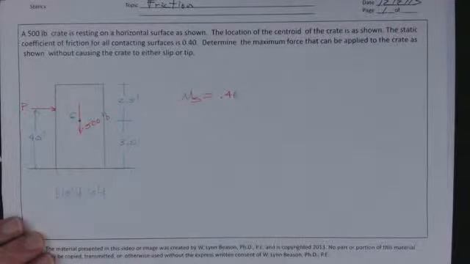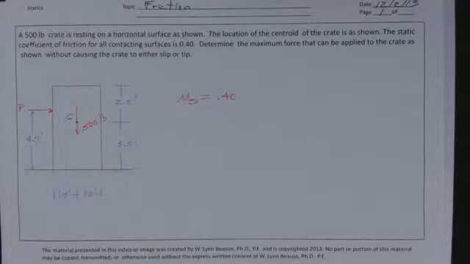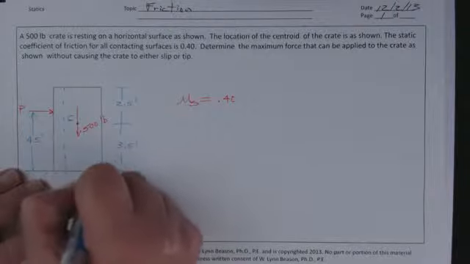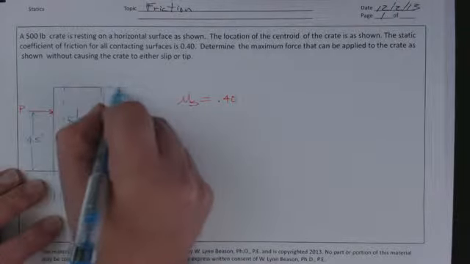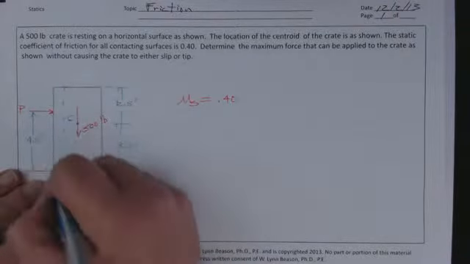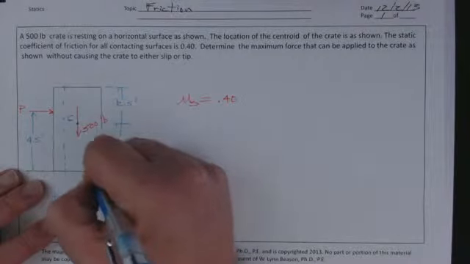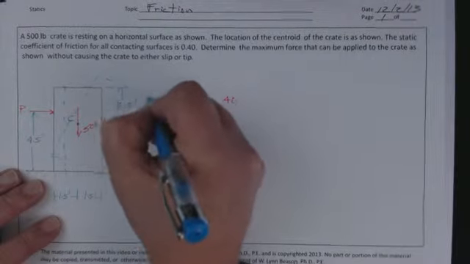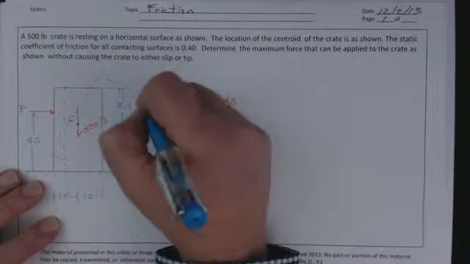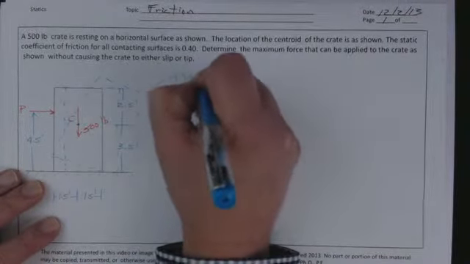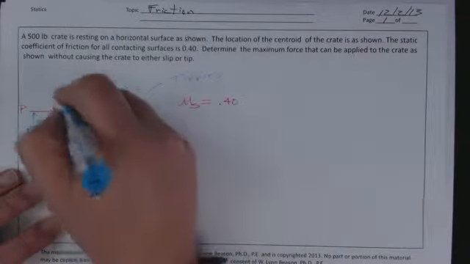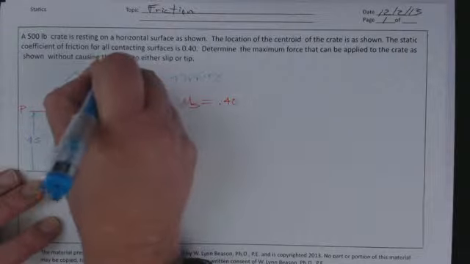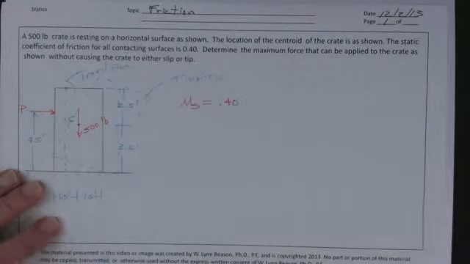So either we get a translation, which would be like this, or we get a tipping, which would be like this. So this one would be tipping, and this one here would be a translation or a slipping.